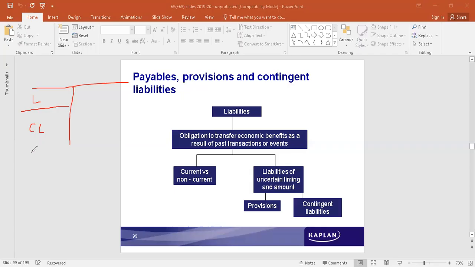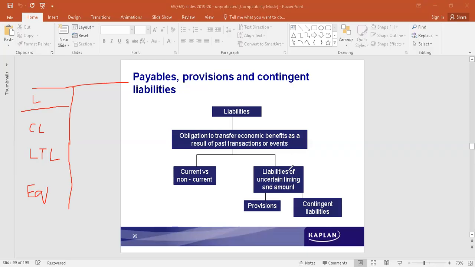After that, we see the heading is long-term liabilities. If the liability that has to be settled to outsiders has a long time period, which is more than 1 year, we categorize them as long-term liabilities. If the liability is to the owners, we call that equity. This is on the liability side. Current versus non-current liabilities. Liabilities of uncertain timing and amount.